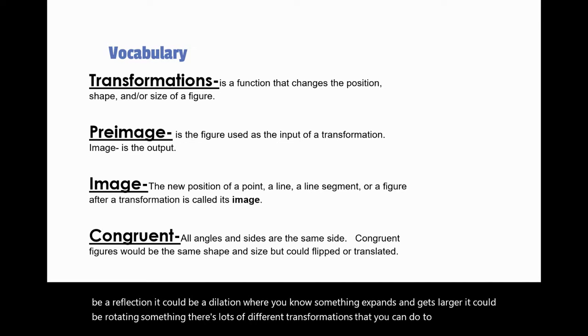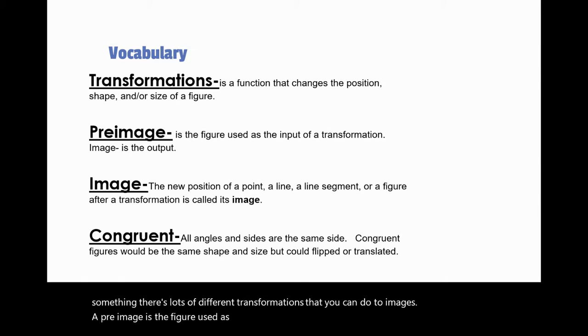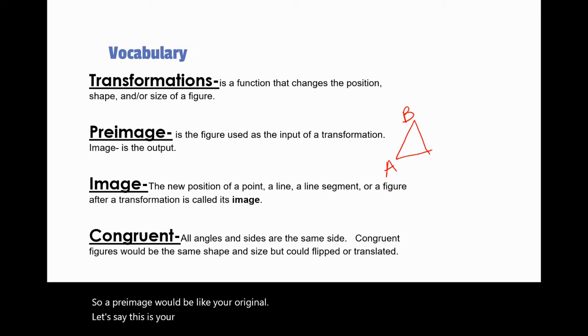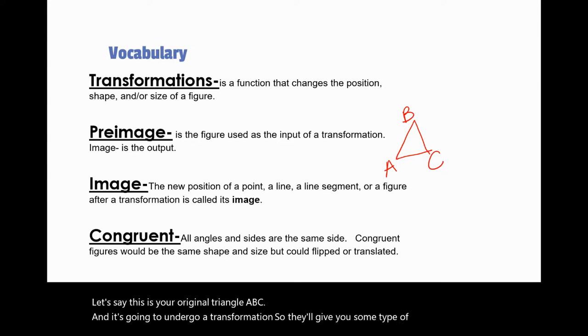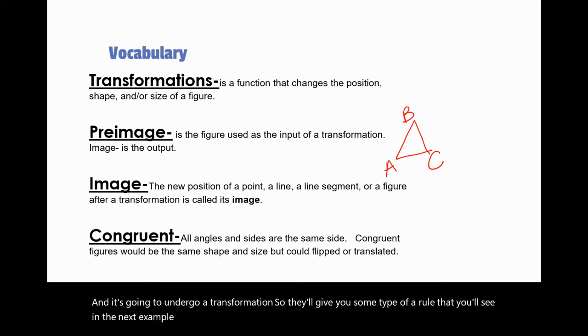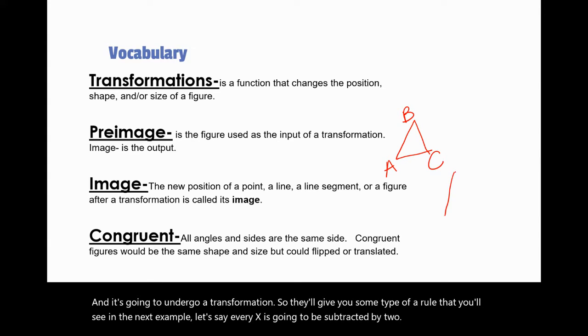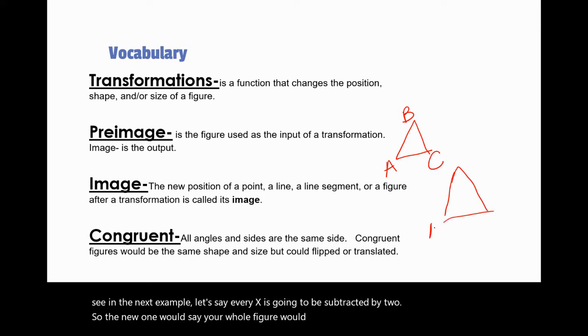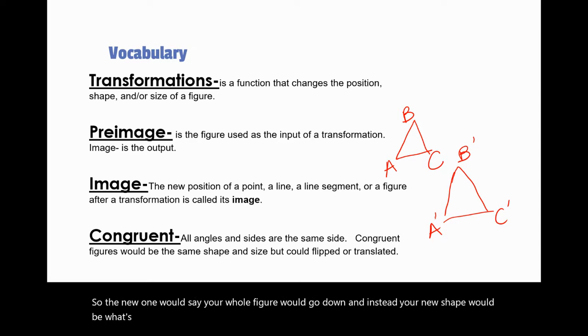There's lots of different transformations that you can do to images. A pre-image is the figure used as an input of a transformation. So a pre-image would be like your original. Let's say this is your original triangle, ABC, and it's going to undergo a transformation. So they'll give you some type of a rule that you'll see in the next example. Like, let's say every x is going to be subtracted by 2. So the new one, let's say your whole figure would go down.